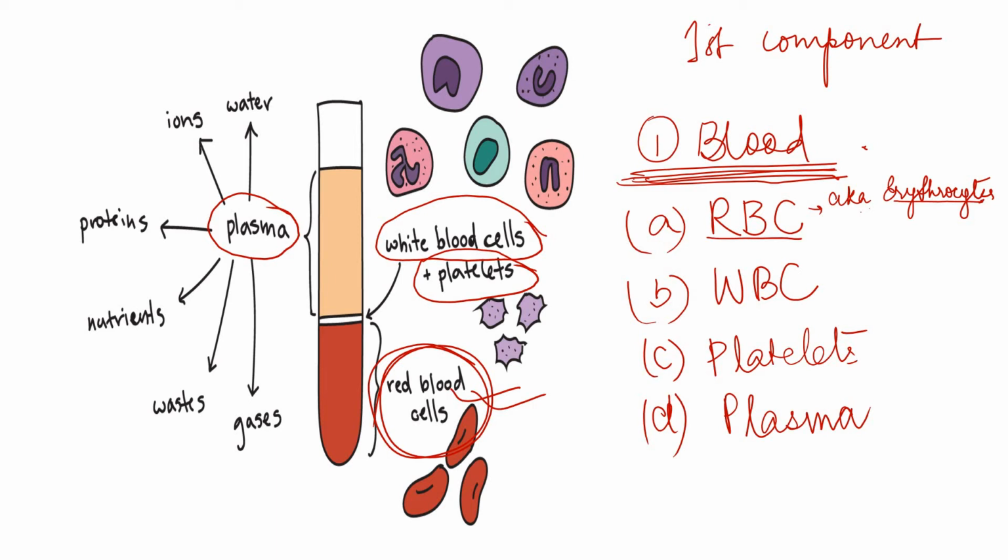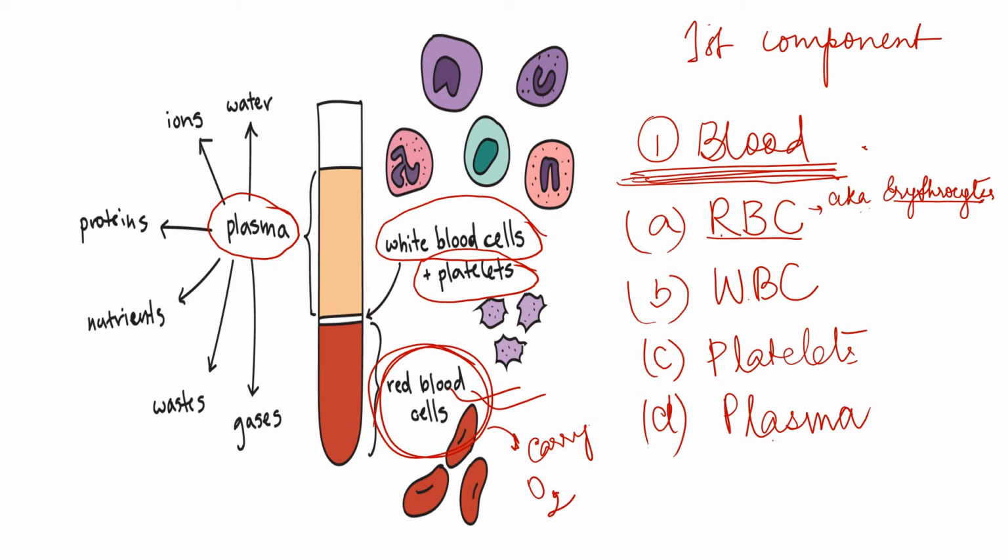And what is their role? This RBC's role is to, I'm writing it here, carry oxygen. All right, so we are studying about the first component of the circulatory system, that is the blood. Blood consists of four parts, that is the RBC, red blood cells, WBC, white blood cells, then platelets, and then the plasma. Now again, inside the blood, we are studying about the RBCs. Red blood cells are also known as the erythrocytes. And what is their role? To carry oxygen. All right.